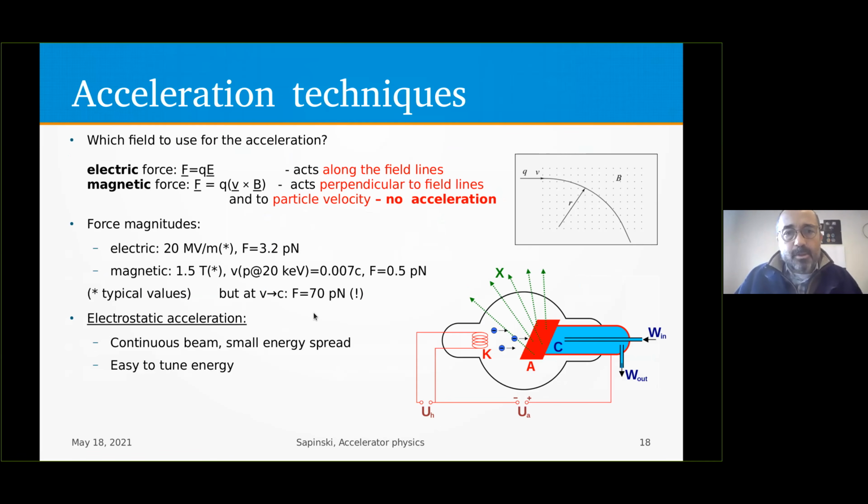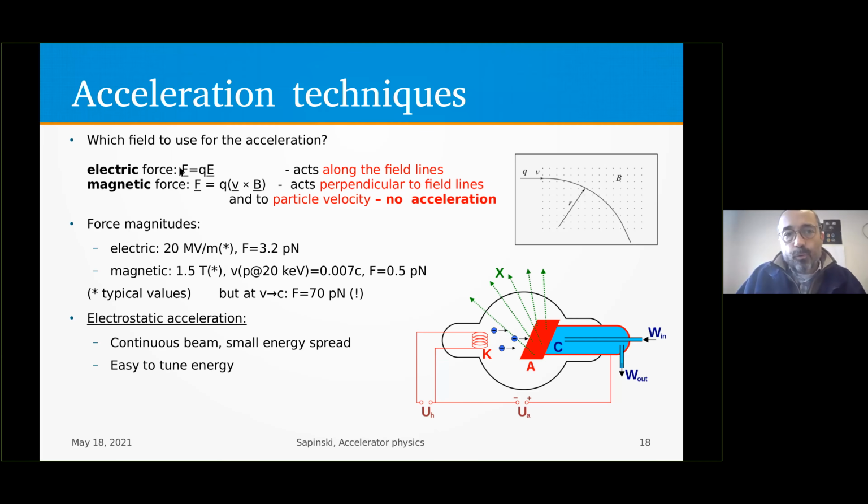Now I will sometimes skip some slides because some of them were already explained by Maurizio, and some of them will be much better explained in the course of the week. But let's talk about what kind of forces we can use to accelerate or control the particles.